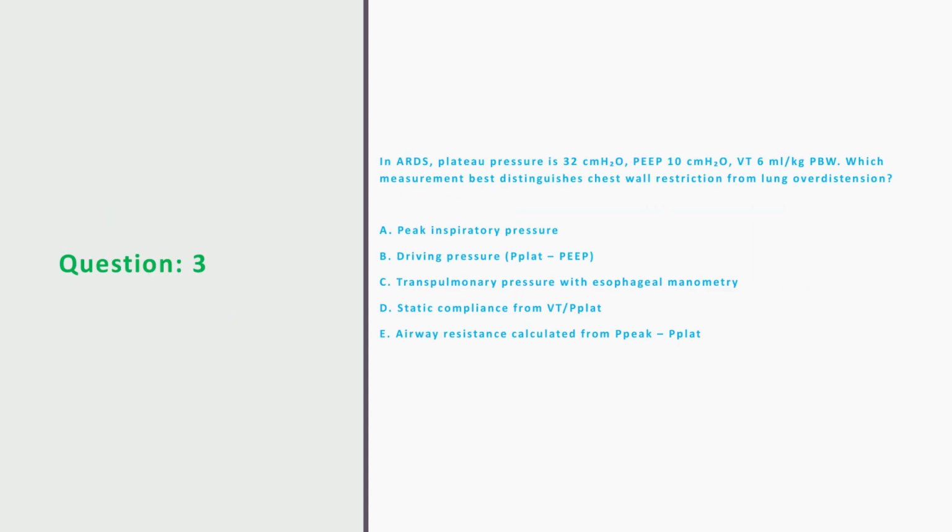Question 3. In ARDS, plateau pressure is 32 cm of water, PEEP 10 cm of water, tidal volume 6 ml per kg predicted body weight. Which measurement best distinguishes chest wall restriction from lung overdistension?